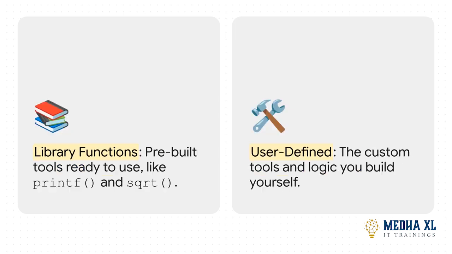Simple, right? Now, the cool thing is, you don't have to build every single tool from scratch. C comes with a bunch of library functions already built for you, like printf for printing stuff on the screen. But the real magic, the real power, comes from user-defined functions. That's where you get to build your own custom tools, like a function to calculate the area of a circle.